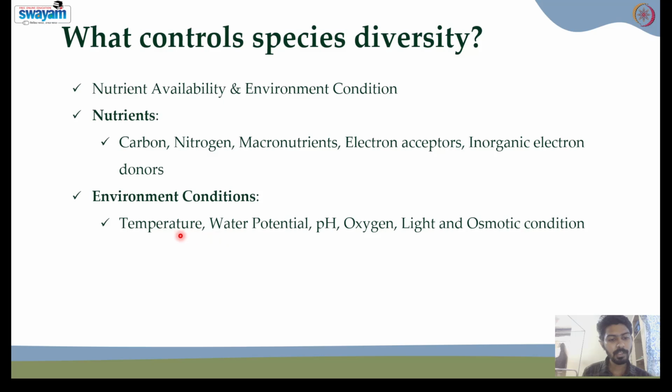And if we take in respect of temperature, there are thermophilic, mesophilic, and psychrophilic microorganisms. Thermophilic microorganisms can thrive in higher temperatures, more than 60 to 120 degrees Celsius also. Whereas mesophiles need a normal temperature like 25 to 35 degrees Celsius. So this is how the environmental condition determines the survival of the species. So nutrient availability and environmental conditions control the species diversity.